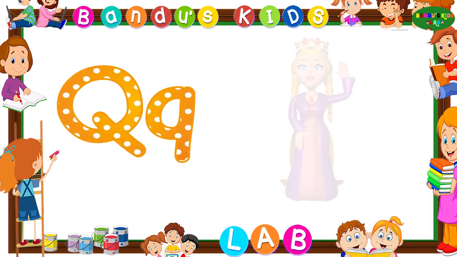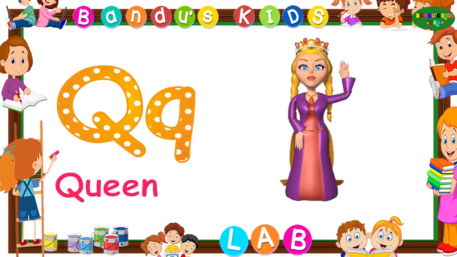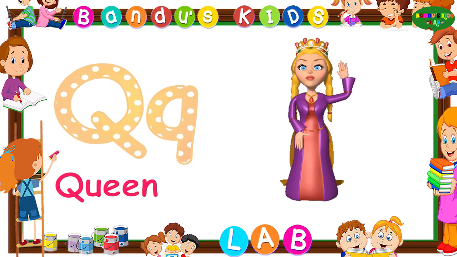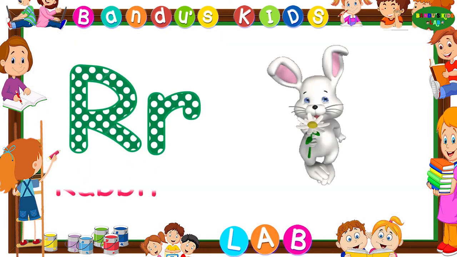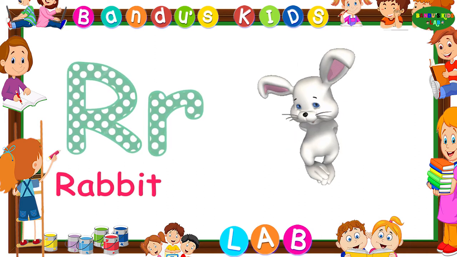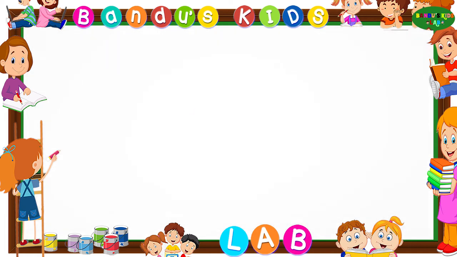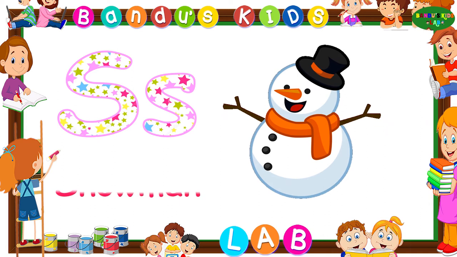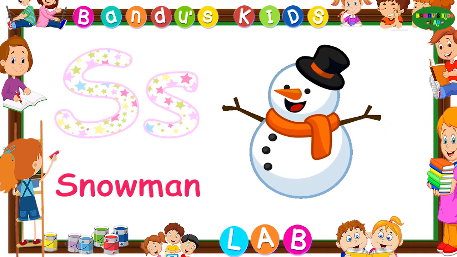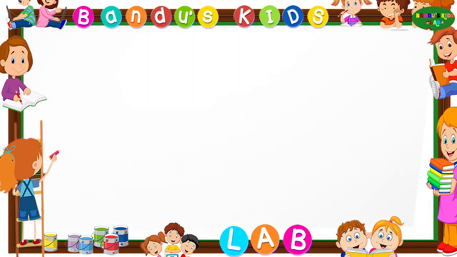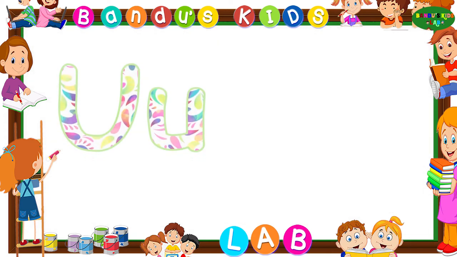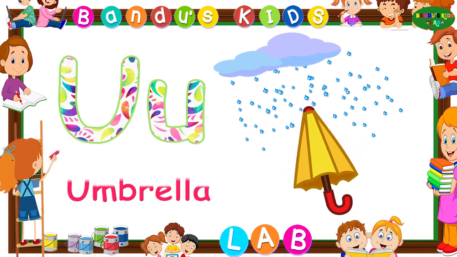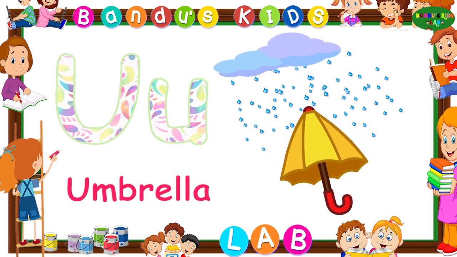Q. Q is for queen. Queen. R is for rabbit. Rabbit. S is for snowman. Snowman. T is for tail. Tail. U is for umbrella. Umbrella.